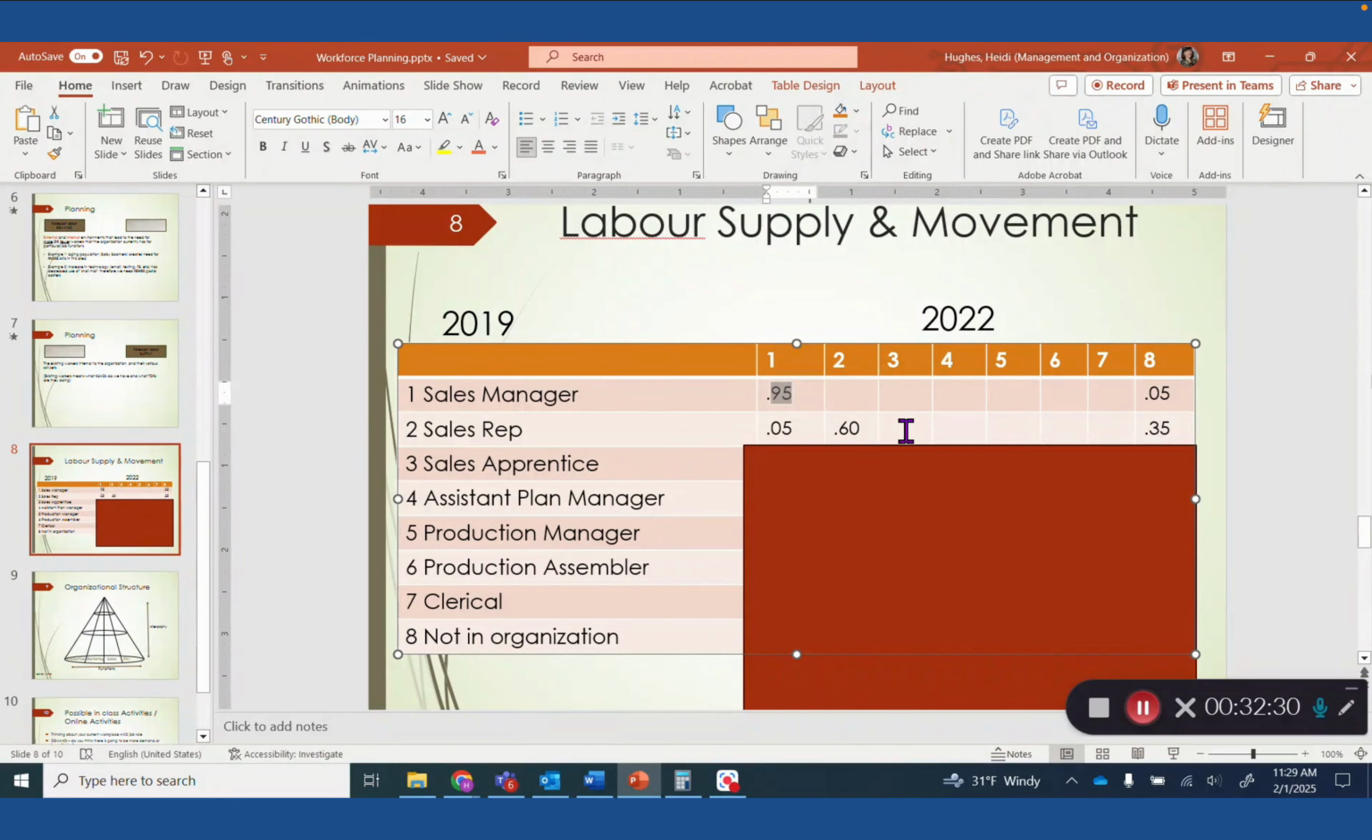Well, they weren't demoted to a sales apprenticeship, so that's good. All of these other columns are blank, and we can see that 35% left the organization. Well, for me, if I were a higher level HR position, like the vice president of HR or the vice president of the sales department, I probably am going to be concerned about a 35% turnover rate of the sales position.